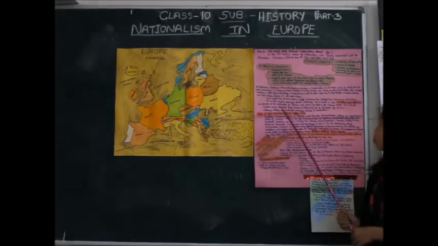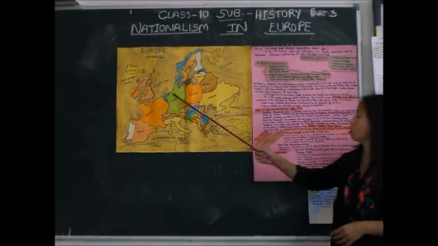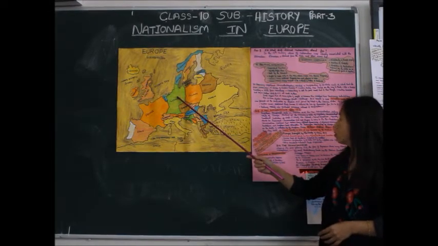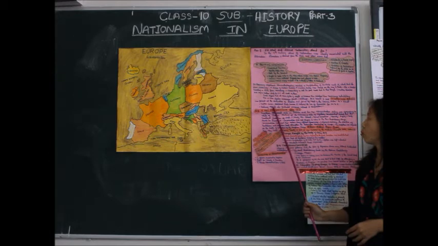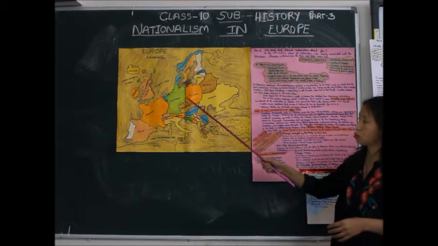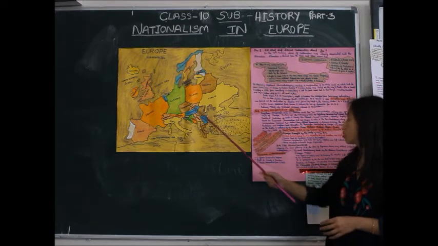Many custom barriers and custom duties were also reduced. The railway network also facilitated economic interests in unification. The transport system was also improved.